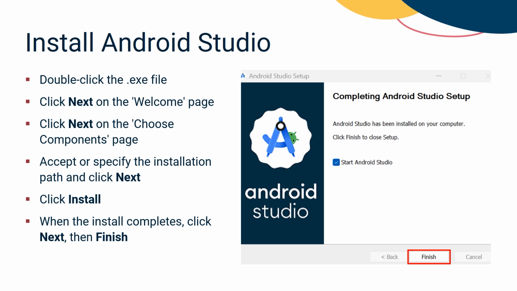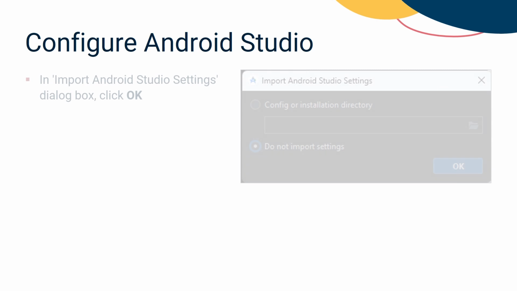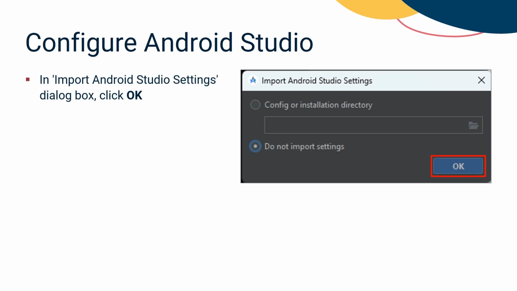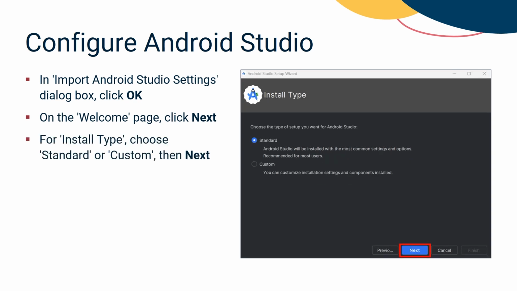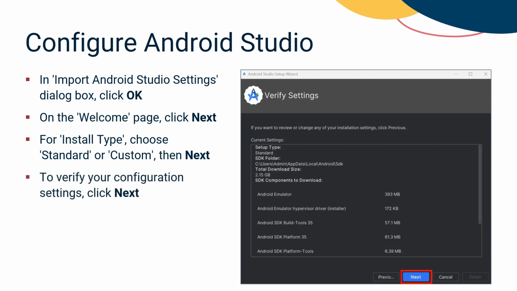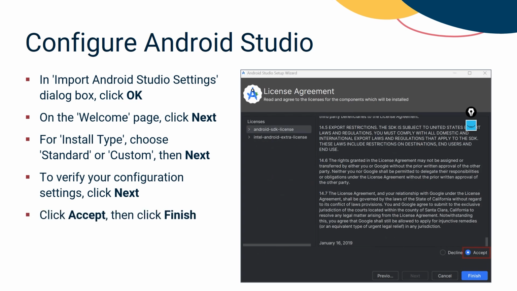After installation completes, Android Studio will launch for the first time and it will need configuring. In the Import Android Studio Settings dialog box, accept the default and click OK. On the Welcome page that appears, click Next. Then it asks you to choose the type of setup you want for Android Studio, with Standard being the default. Alternatively, if you want to change anything, choose Custom instead. Either way, click Next to continue. On the Verify Settings page, verify your configuration settings and click Next. Next, read and accept the terms of any license agreements and click Finish.